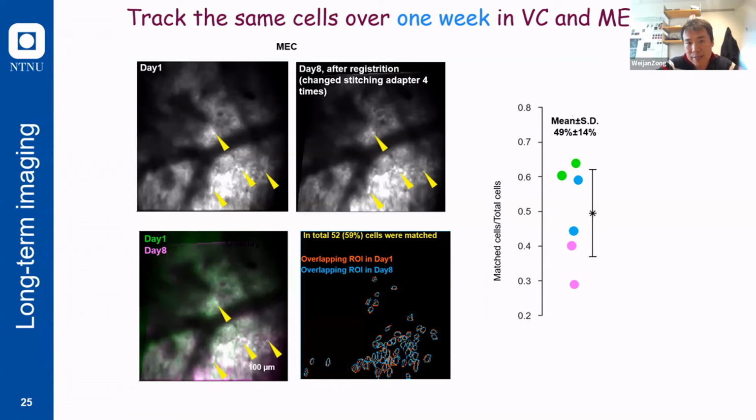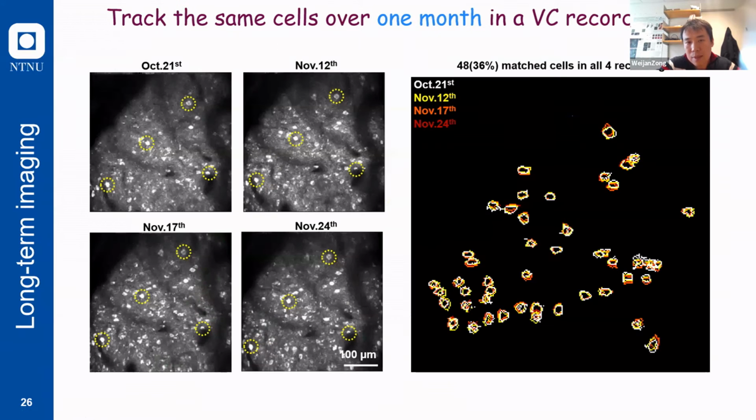And we can also track the same cells in a long-term recording. In this example, in the medial entorhinal cortex, we tracked about 50% of cells, and here more than 59% of the same cells over 1 week. And in these recordings, we continuously recorded the same cortex over 1 month, and about 36% of cells can be refound in all these 4 recordings.